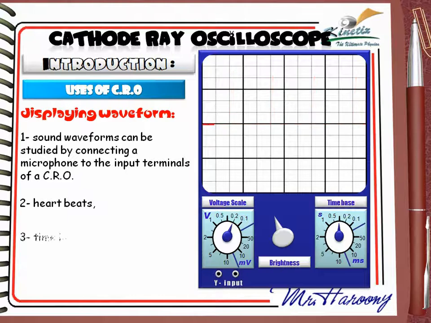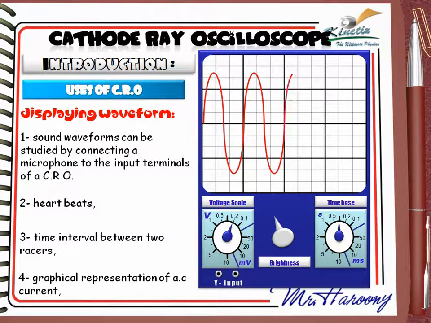Note number 3. Time intervals between two racers. By using motion sensors on the finish line of the race, as the racer passes this line, an electrical pulse is given by those motion sensors. If these sensors are connected to a CRO, we can measure the accurate time interval between the racers. Note number 4. Graphical representation of the AC current. The most common use in education is to draw a graphical representation of an AC voltage.